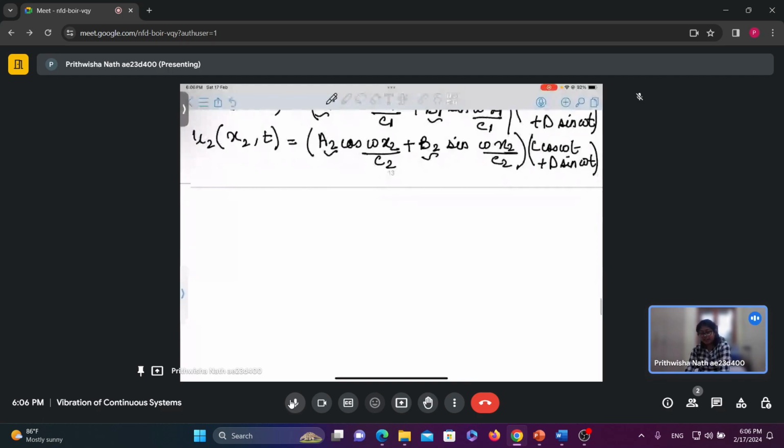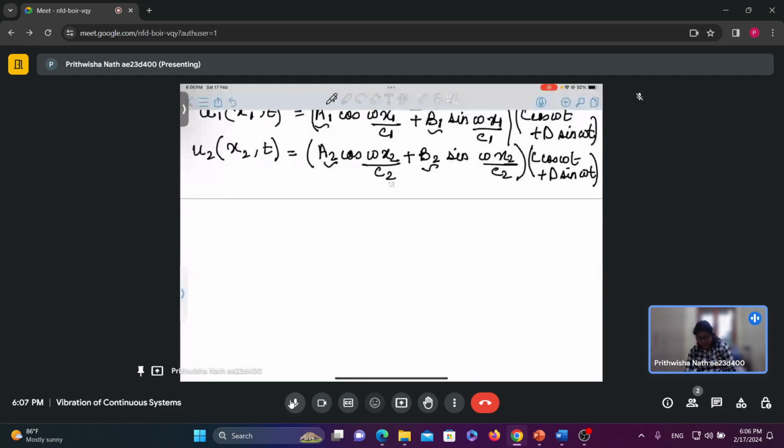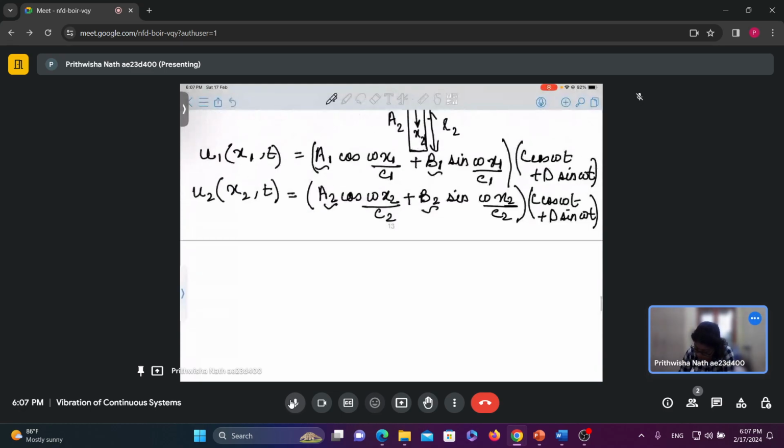So from the given condition, what can we say? For x equals 0 and any time t, how can I write this? The sine term becomes 0. So we can say that a1 is 0.